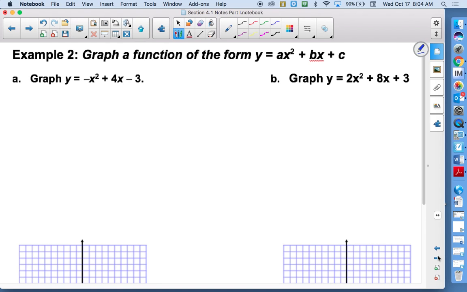All right, so we want to graph the function with ax squared plus bx plus c. And we're going to find 3 things. The first thing we'll find is the axis of symmetry.